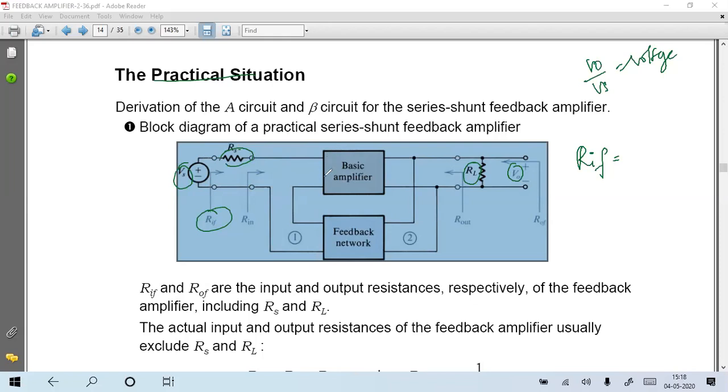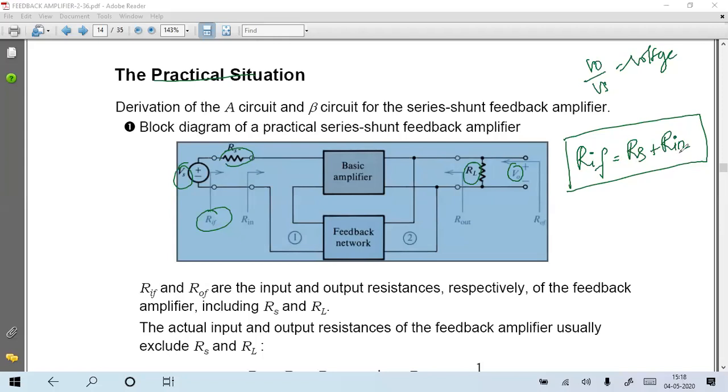So the input side is series nature, so RIF should be the sum of RS plus the internal resistance of the amplifier. We already know that when two resistors are in series, the equivalent value is the sum of the values, so the feedback input resistance must be RS plus RIN.